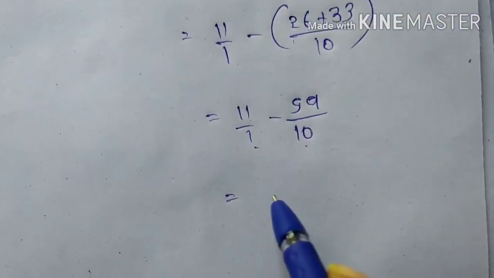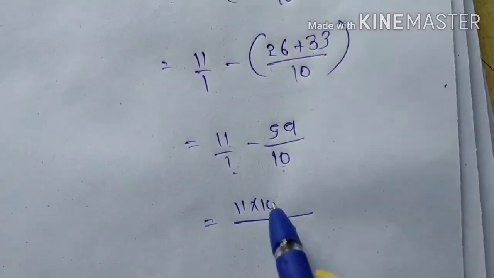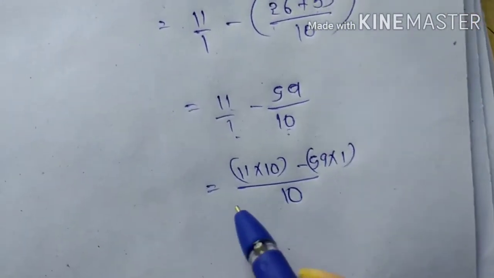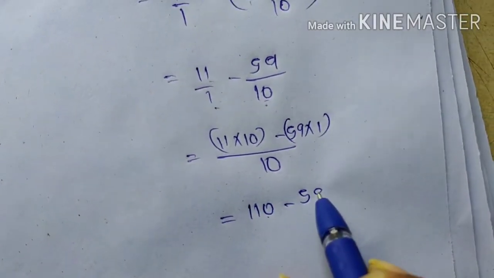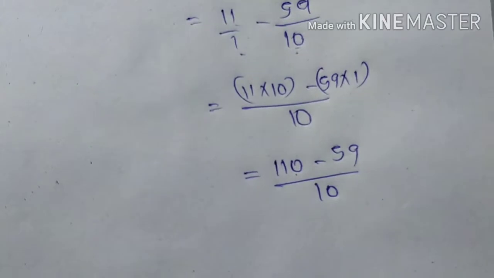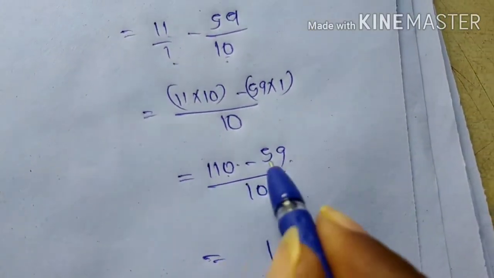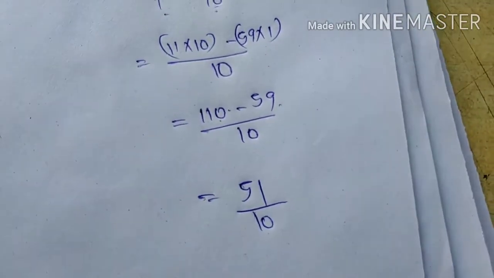See here, 1 and 10, LCM is how much? 10 only. That means I am taking here 11 10s. 11 into 10 minus 59 into 1. What are you getting? 11 10s is how much? 110. That means I am writing here 110 minus 59 by 10. See, 110 minus 59 by 10 means how much is it equal to? 10 minus 9 is 1 only. 10 minus 5 is 5 only. 51 by 10. 51 by 10.